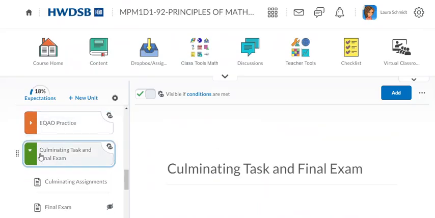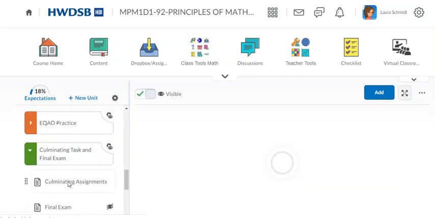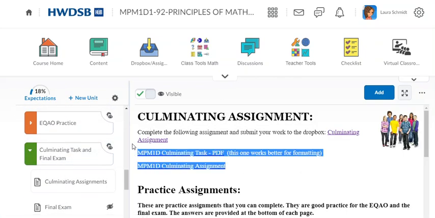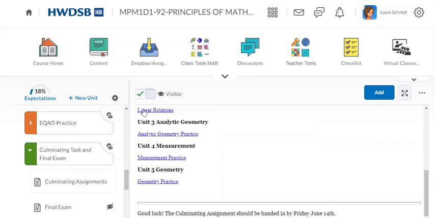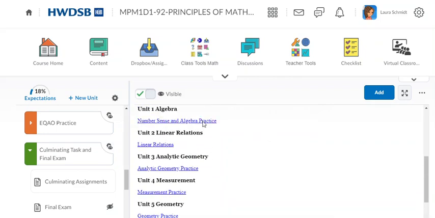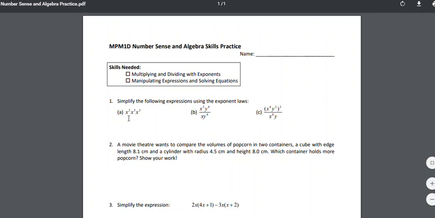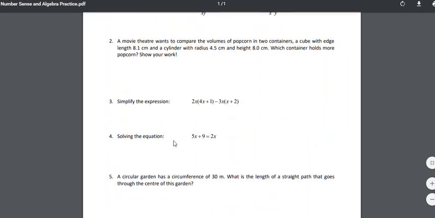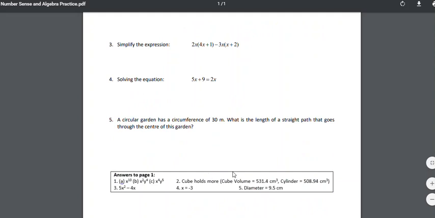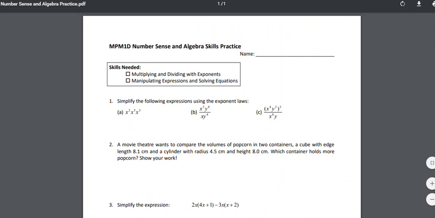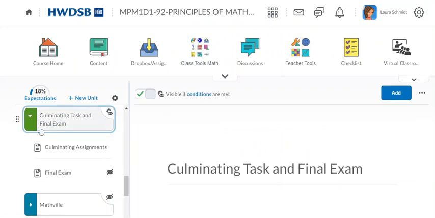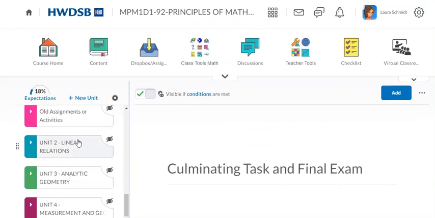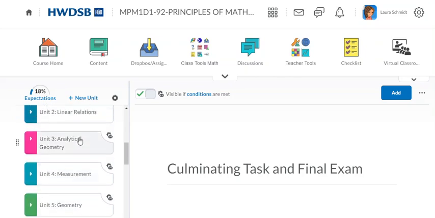Okay, and yet another area to practice stuff is in the culminating assignment area. This one's your actual culminating task that you should hand into the Dropbox by June 14th. But then there's 5 practice assignments that all have answers. So if you open them up, they're just practice questions on algebra, etc. And then the answers are just at the bottom, so you can check. And I think that's all the practice that I have for you. It is. So that's tons of stuff that you can do to practice.